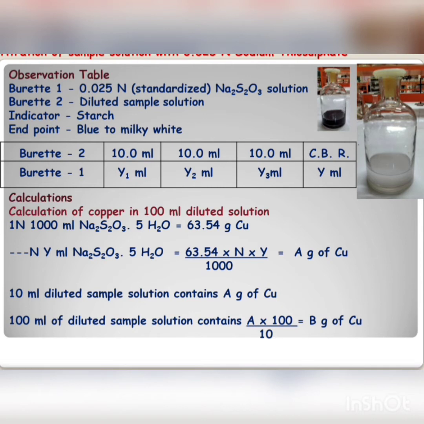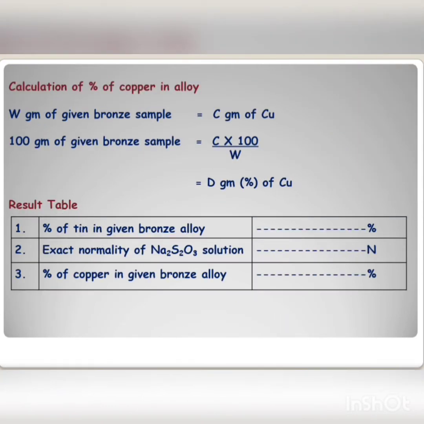Then this will give you the copper content in 10 ml diluted sample solution, because we have taken only 10 ml diluted sample solution for titration. Now we have to calculate the copper in 100 ml diluted sample solution. So we will use the equation: 10 ml diluted sample solution contains a gram of copper, therefore 100 ml diluted sample solution contains how many grams of copper? Here we will do the cross multiplication, and the final percentage of copper we will calculate now.